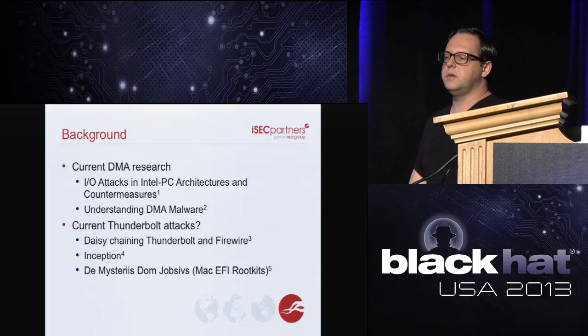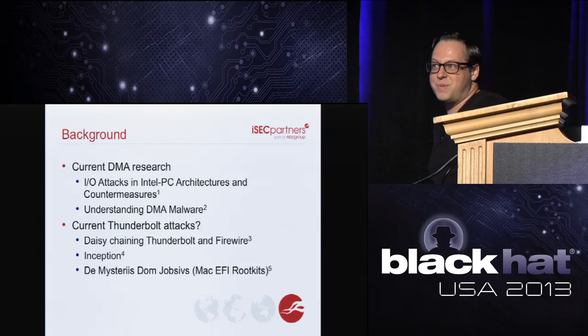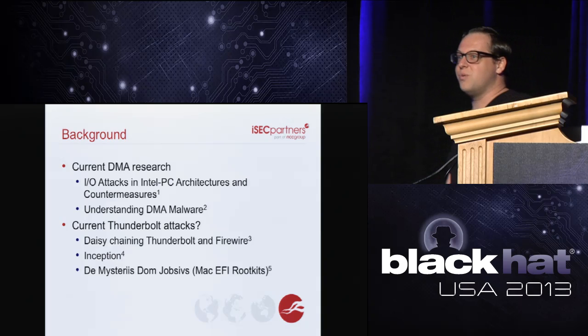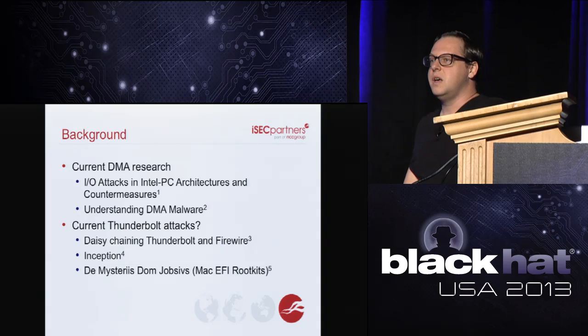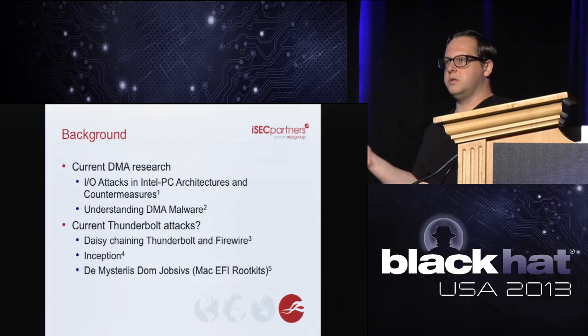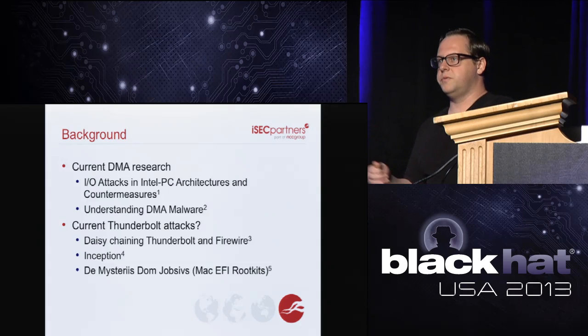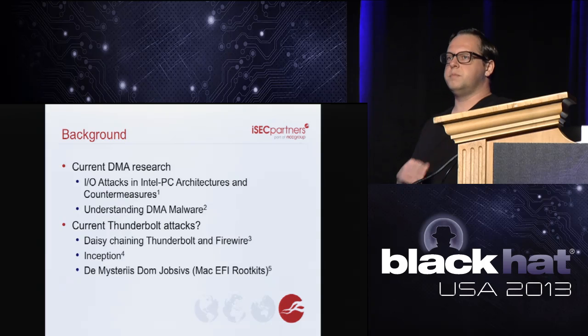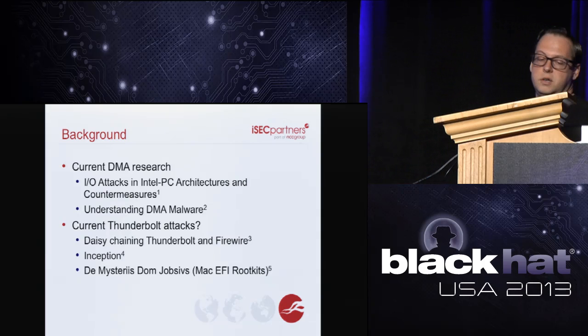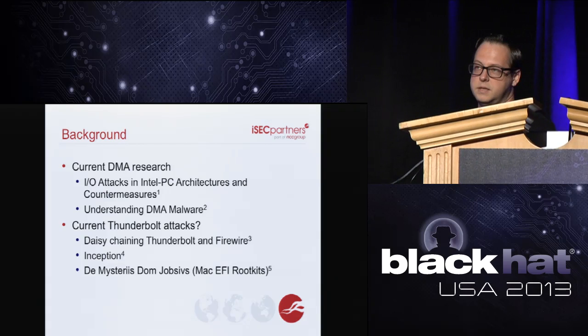Also the De Mysteries d'Objectives, I'm sorry to Snare if I pronounced that incorrectly, but this paper was awesome. This was basically a Mac EFI rootkit. We're going to talk about this process a little later, but when your computer boots up and your PCI Express bus goes to enumerate everything, it pulls expansion ROMs from devices. On those expansion ROMs, you can put an EFI program, and that will execute on the device before the operating system even loads. So that is a great way to get rootkits in.